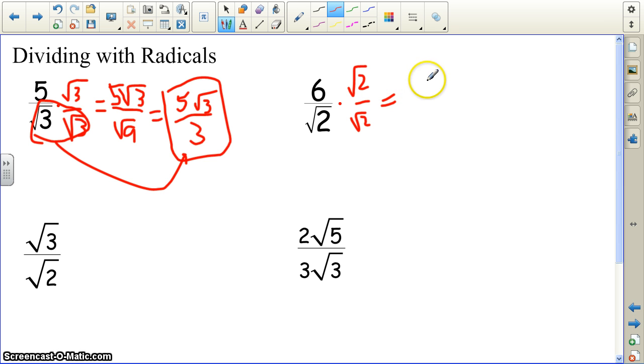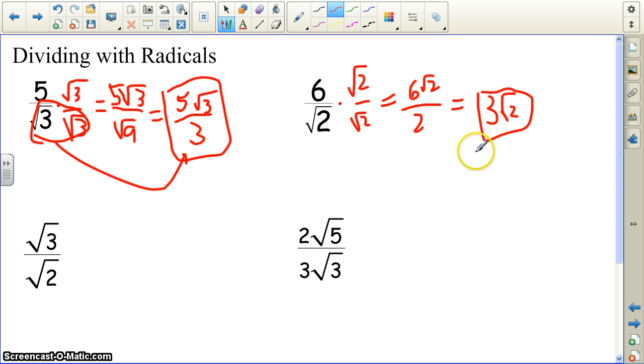So on top, I'm going to have 6 times the square root of 2 over square root of 2 times square root of 2 is just 2. Well, I'm not done yet. I can simplify this 6 over 2. So 6 divided by 2 is 3 times the square root of 2. And I've got nothing in my denominator anymore because it simplified. The 6 over 2 simplified to just 3.